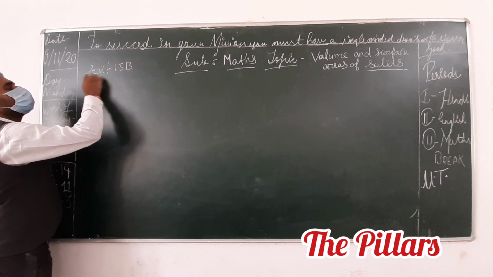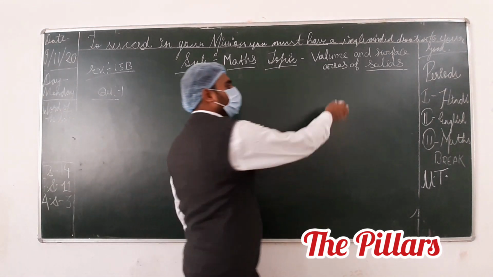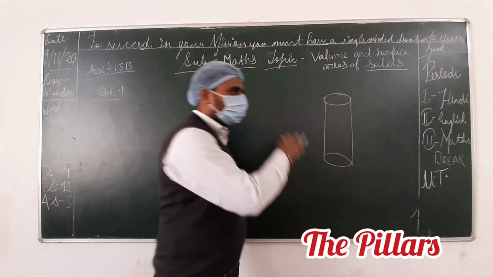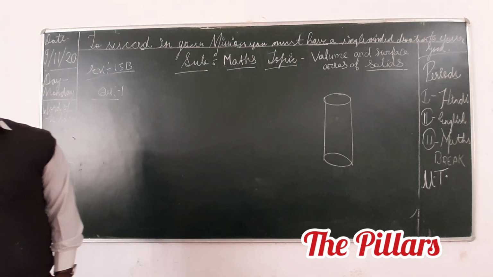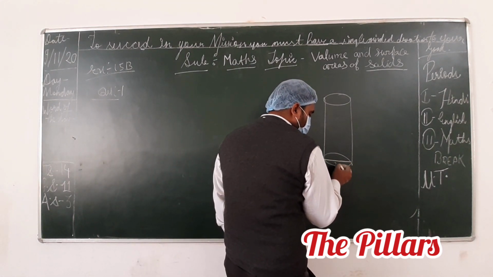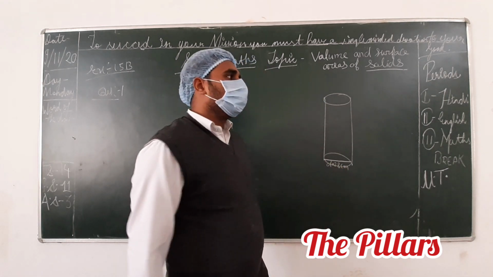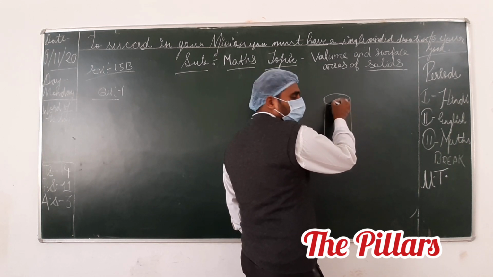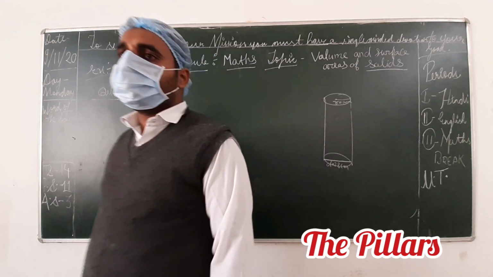15B, question number 1. You see that we have a given cylinder. This is our cylinder. Suppose this is our given cylinder. The question says that the diameter of the cylinder is 28 centimeter. Diameter means double the radius. D equals 28 centimeter. This implies that the radius is half of the diameter. It means R equals 14 centimeter. Till here, anyone have any problem?